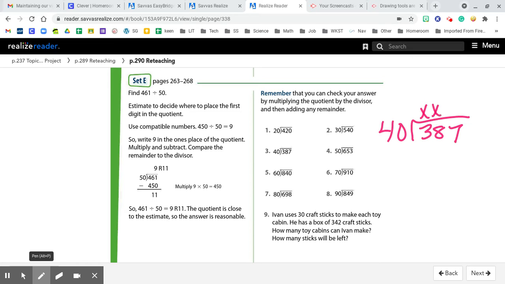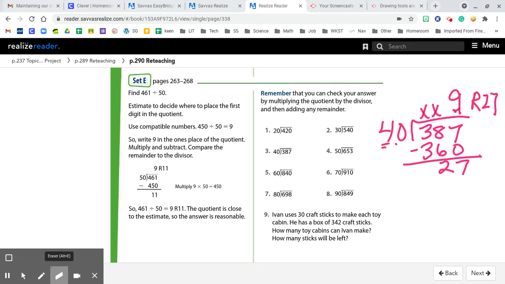So how many times does 40 go into 387? I know it's going to be smaller than 10, obviously. So why don't I try 9? And solving a simpler problem, 4 times 9 is 36. And remember, don't forget that 0 on there. And so I would have a remainder of 27. 9, remainder 27.